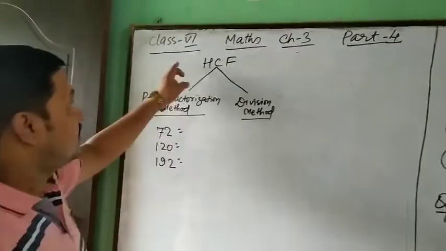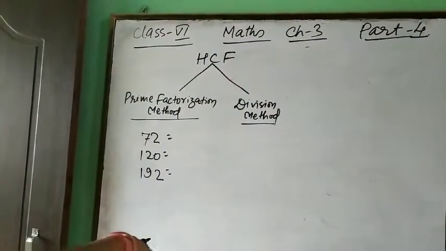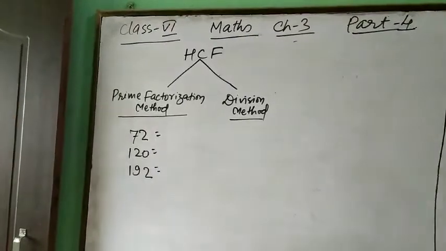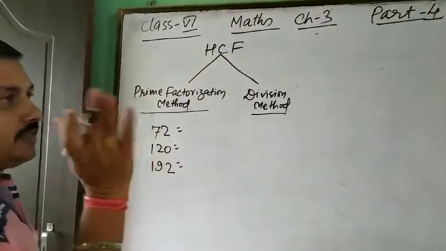Today I am explaining class 6 maths chapter 3 part 4. In the previous part 3, we discussed the LCM, prime factorization method and division method.